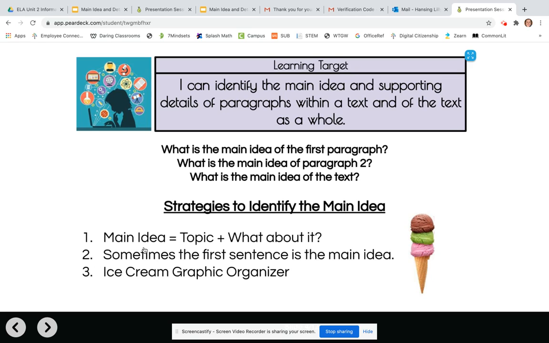The main idea is simply the topic plus what the author is saying about it. What about it? Sometimes, not always, but sometimes the first sentence in a paragraph is the main idea. There's a third strategy using an ice cream graphic organizer, and we'll get to that in a moment.